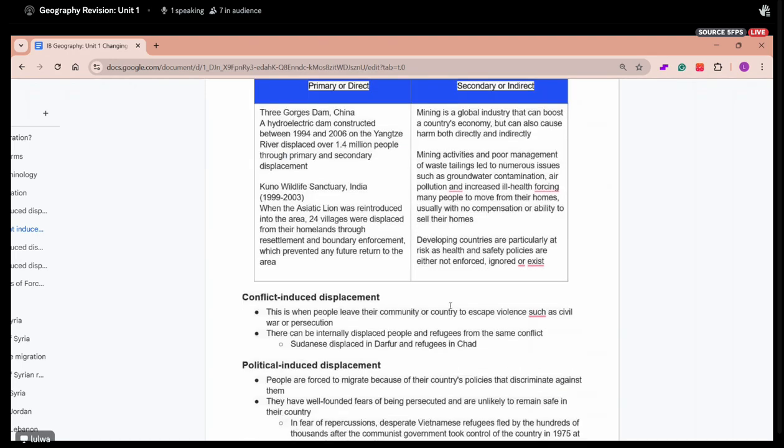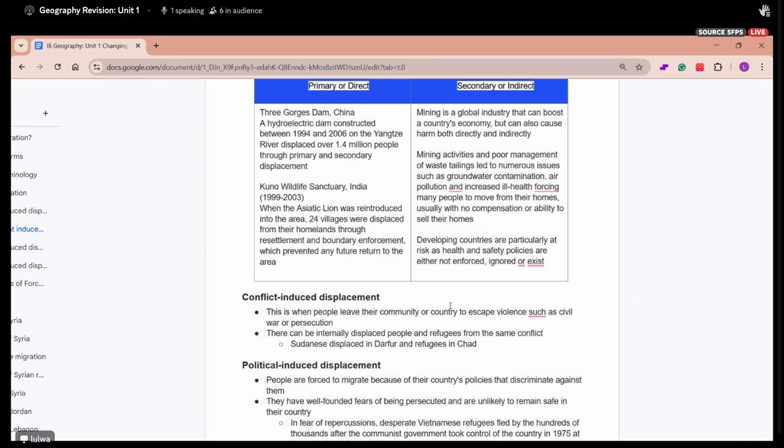Conflict is when people leave due to violence such as civil war or persecution. There can be internally displaced people or refugees from the same conflict. For example, Sudanese people who are displaced in Darfur itself, which is within the country, or they go to Chad. That's two different kinds of conflict-induced displacement.